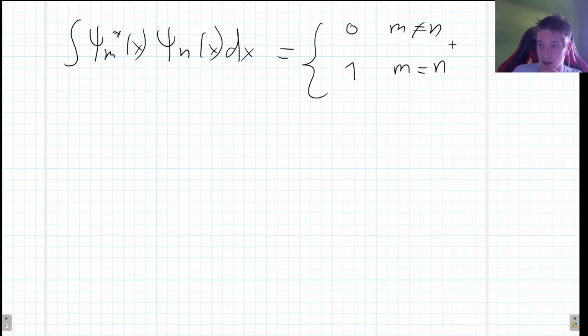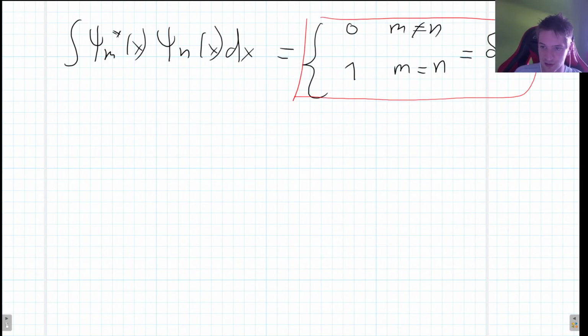So, in order to write this in a way that is a little bit less cumbersome, we are going to introduce what is called the Kronecker Delta, which we write as this Greek letter delta, with indices m and n. And what this means is exactly this right here.